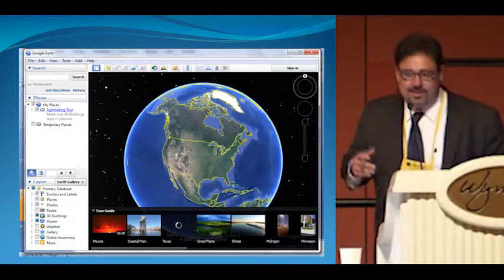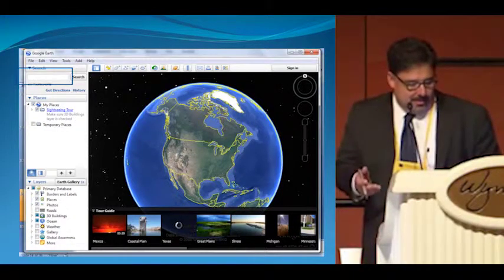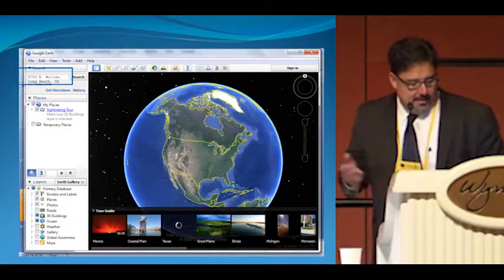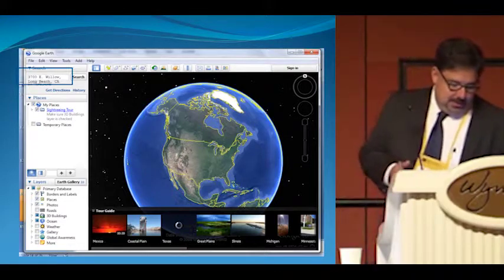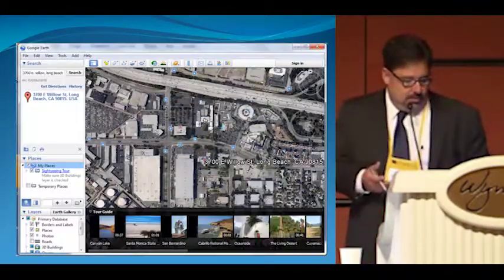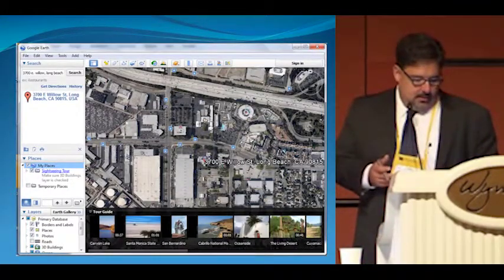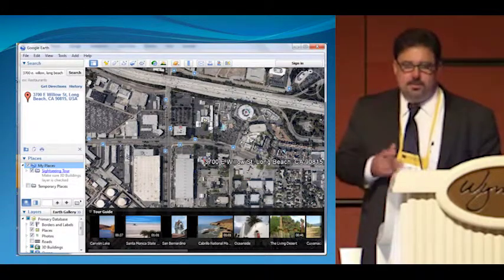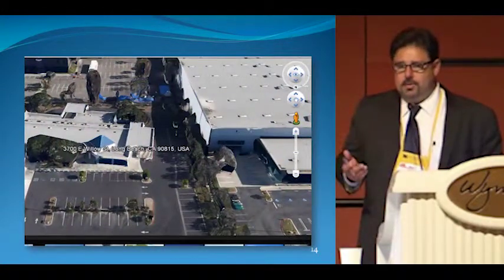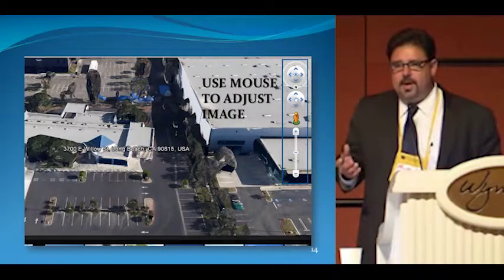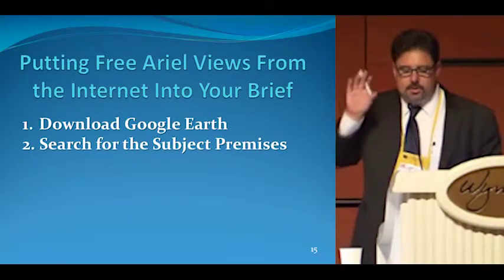Click on that. It'll give you the subject. Then you search for the subject premises. Basically type it in. And you have it on your screen. Now, to get it from your screen into your brief is an issue because it's not a downloadable file. What you have is an image on your screen.